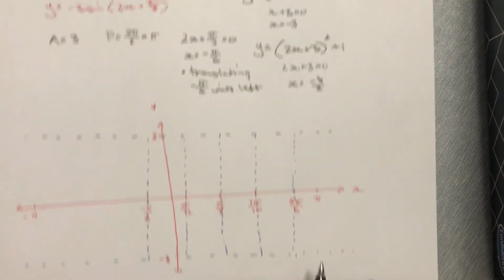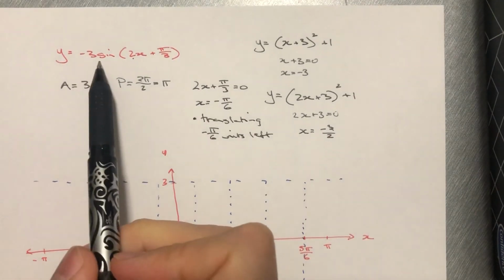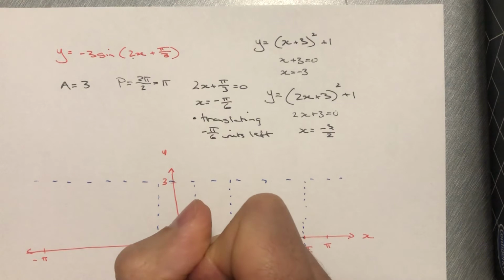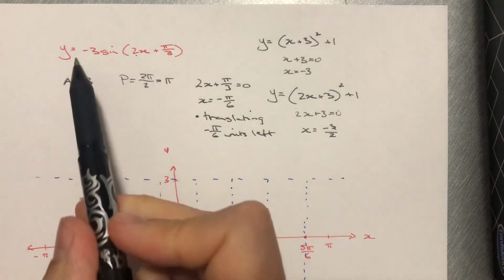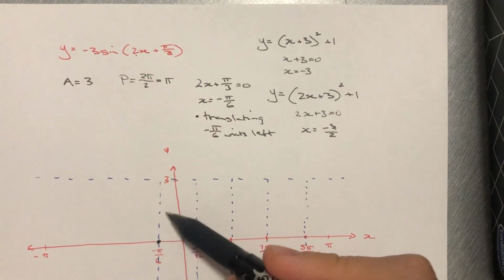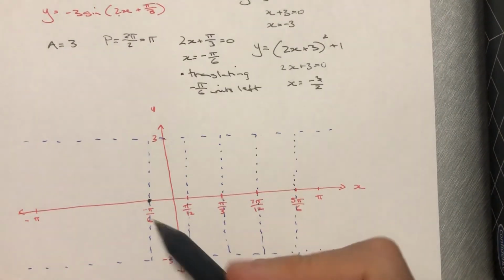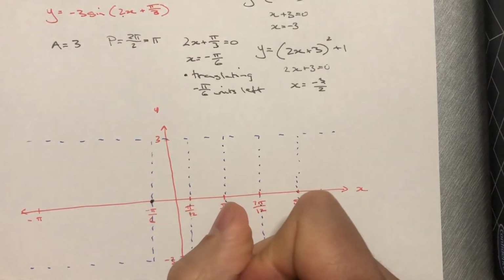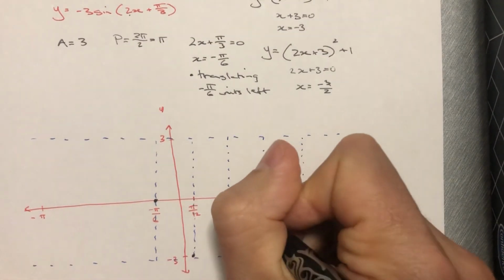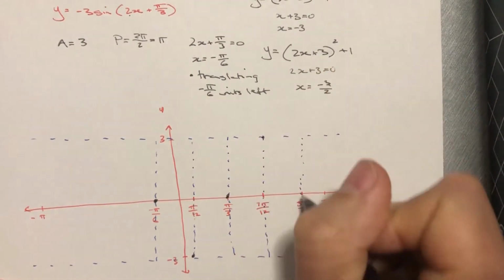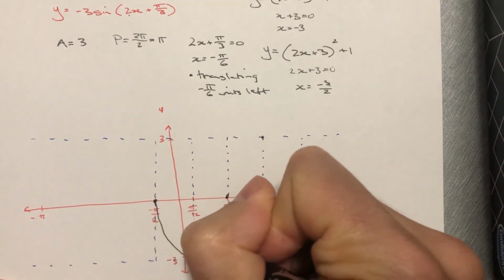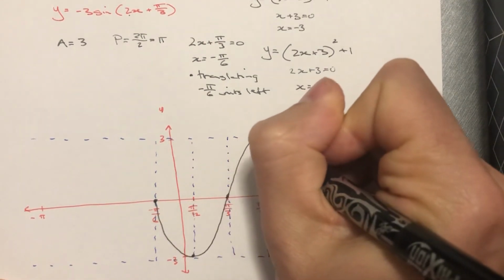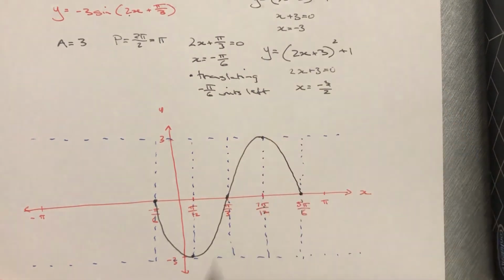So let's have a look at our rule again. This is a sine graph, so it's going to start in the center or at the average. And we've got a negative out the front there. So instead of going up as we normally would, we need to go down. So it's going to go down to here. And it's a sine graph, so it's coming back to the average, then going up and coming back down. So our graph should look like that.